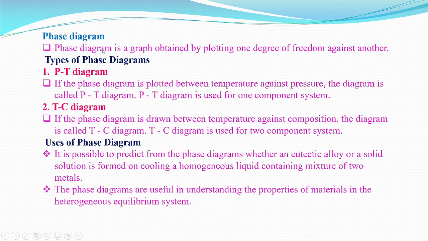Here, the phase diagram is a graphical representation of the phase rule. That is, the phase rule is nothing but F = C - P + 2. So a phase diagram is drawn by plotting one degree of freedom against another one.